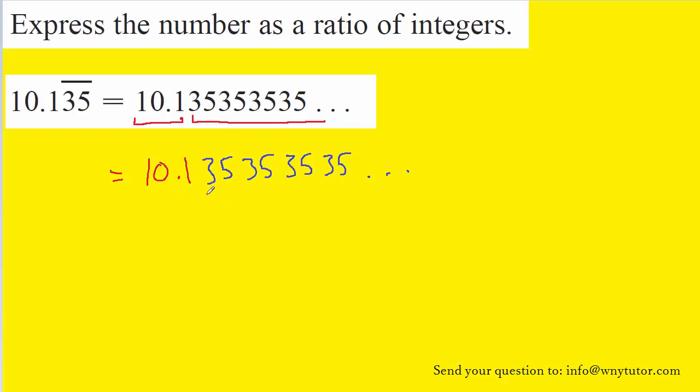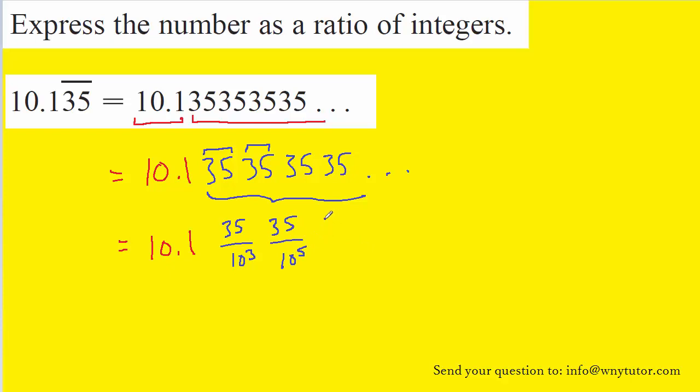And then what we need to do is to rewrite the repeated portion as a geometric series. To do that, we'll notice that the first occurrence of 35 goes out to the first, second, third decimal place. So we can write that as 35 over 10 to the third. The next occurrence of 35 goes out to the first, second, third, fourth, fifth decimal place. So that can be written as 35 over 10 to the fifth.